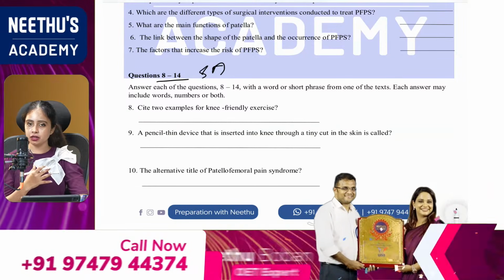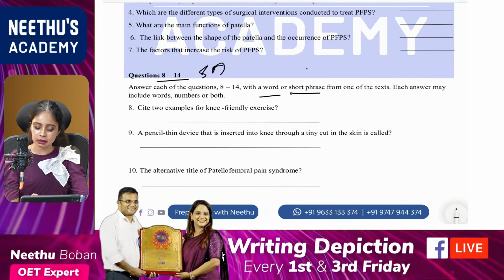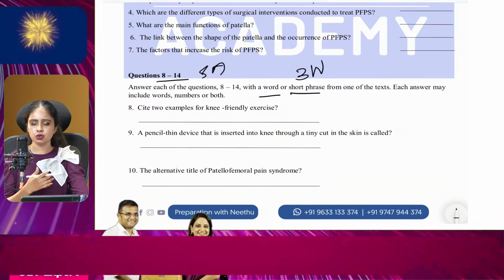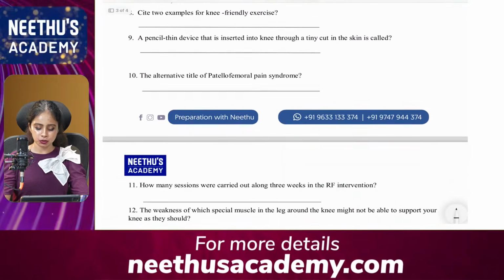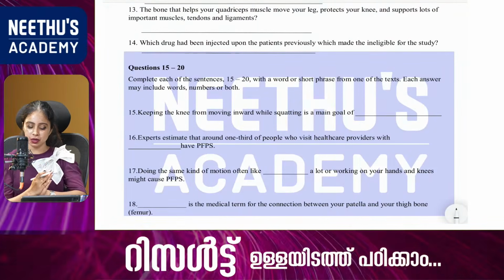Okay, so what is the important instruction from there? You can write it in a word or a short phrase, which means maximum 3 words. So what is a phrase? As you know, a phrase means a combination of different words. But a short phrase means maximum 3.